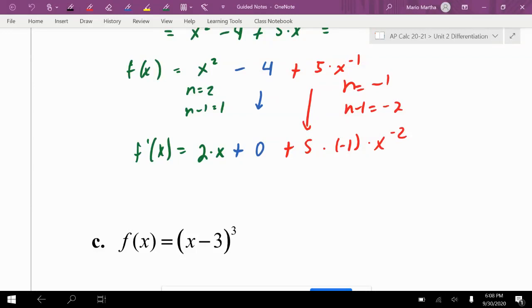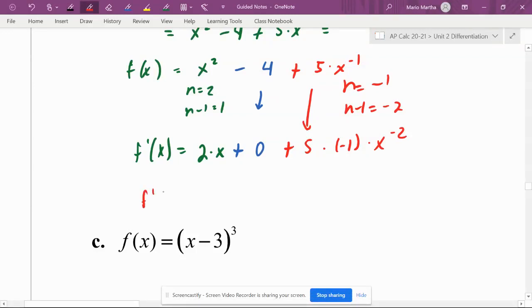And then to wrap things up, we have f prime of x is equal to 2x, and then 5 times negative 1 is negative 5x to the negative 2, and then just rewrite everything with positive exponents. 2x minus 5 over x to the second power.